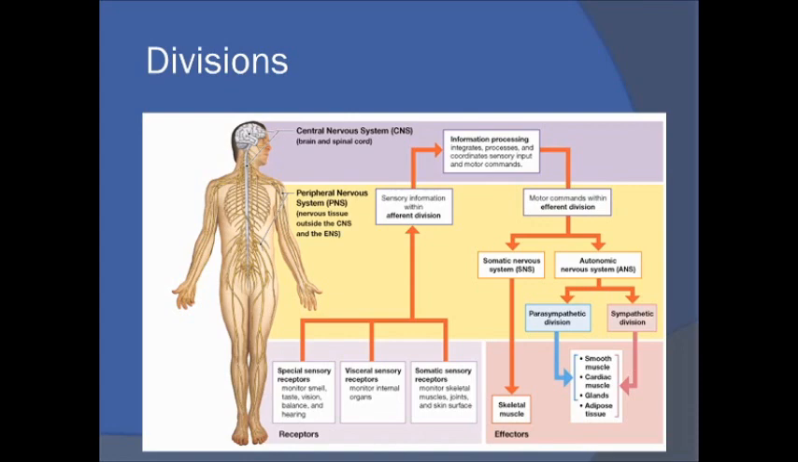So the peripheral nervous system can then be split into the somatic nervous system and the autonomic nervous system. Somatic meaning body, so this is more voluntary. Autonomic sounds like automatic, so these are more involuntary processes. The autonomic nervous system can then be split into the sympathetic and the parasympathetic nervous systems. Sympathetic controls your fight or flight responses, and parasympathetic controls your rest and digest responses.